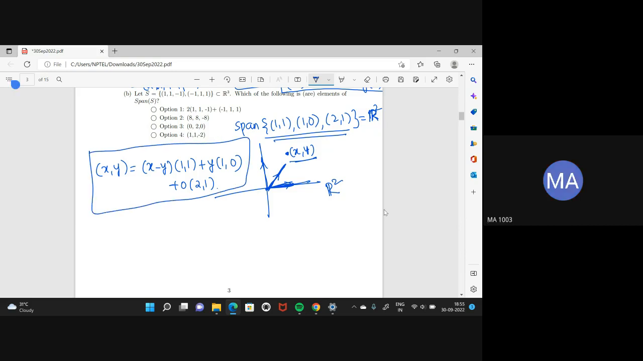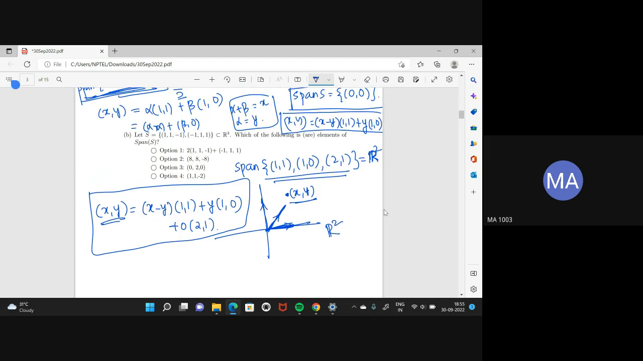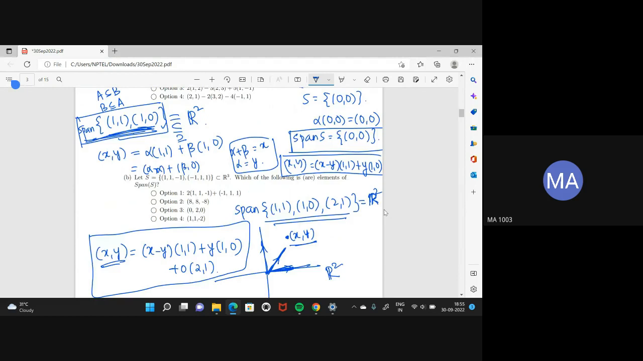Like this. See, any point x comma y can be written as x minus y into 1 comma 1, plus, ma'am, why 1 comma 1? No, that is because I chose that set. I randomly chose a set 1 comma 1, 1 comma 0. So if you're looking for the span of this set, you're looking for linear combinations of these two vectors, right? Not any other vector. Yes, ma'am. That's why.